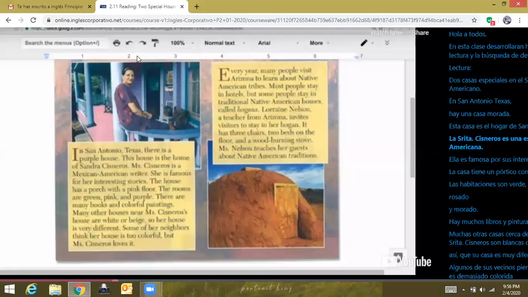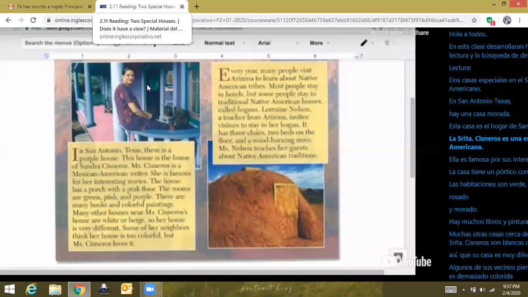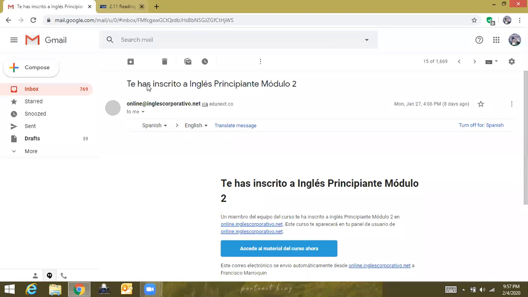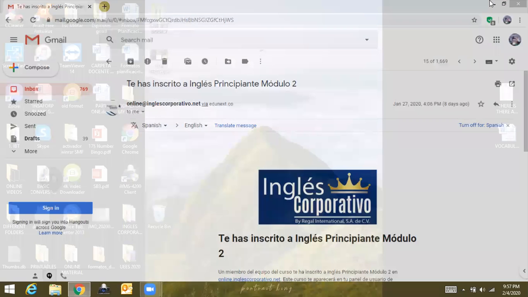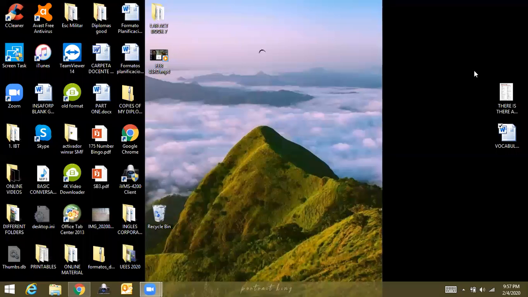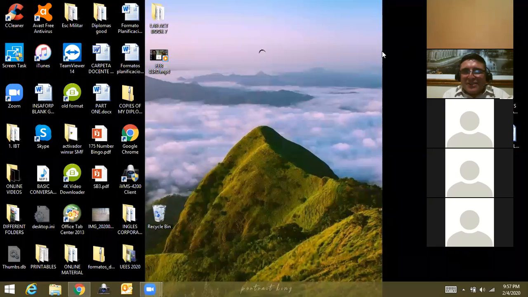Cisneros is a Mexican American. Okay, I got it. Okay, very good. So tomorrow, this is going to be our first activity. If you have a chance, read it before we come to the session, so the information we are going to be reading is easier to digest.